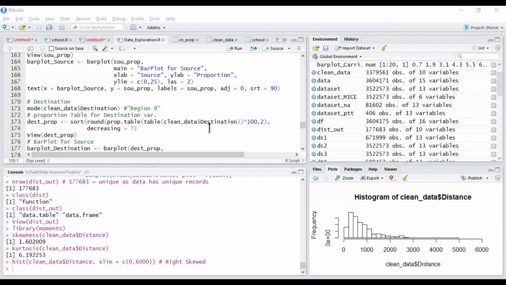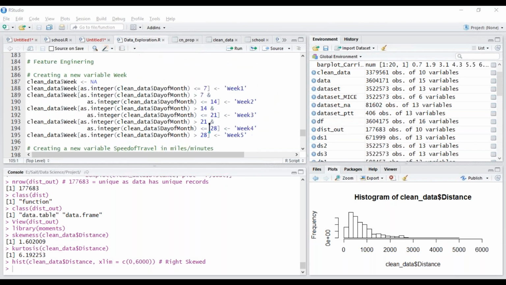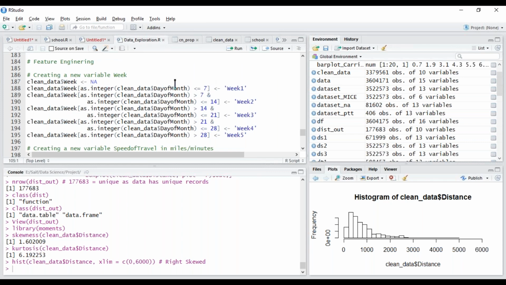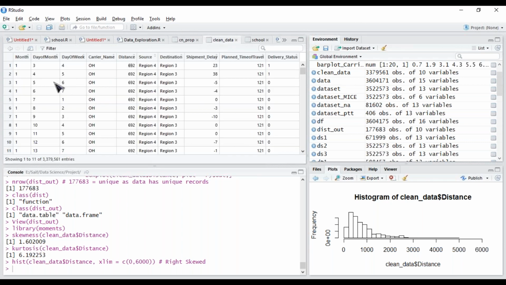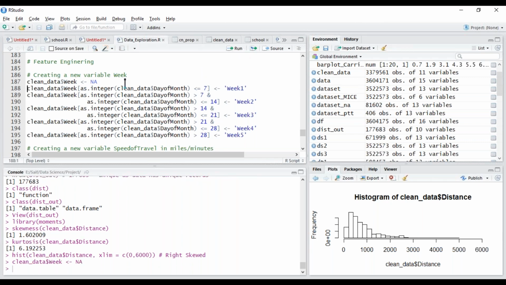Fine friends, we are running out of time, so we'll move on to the feature engineering part of the distance variable. See over here, I have converted the variables. Here the day of week was in numbers, right? Monday is the first day, second day, and so on. Using that, I'm creating a new variable altogether, week, which is going to take different values: week 1, week 2, week 3, week 4, week 5.